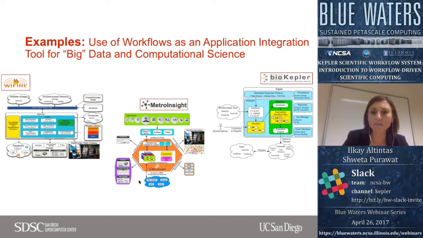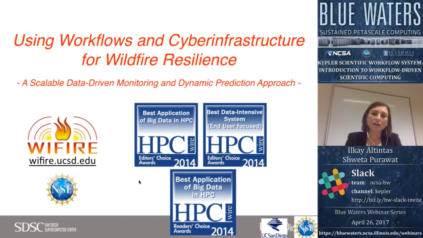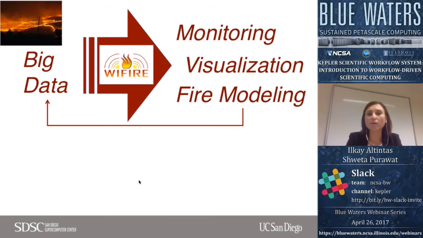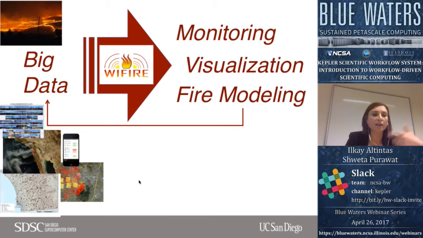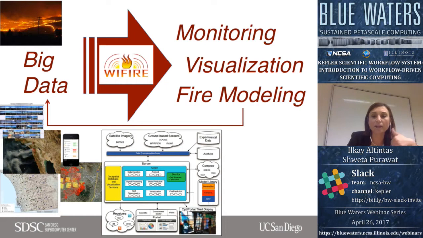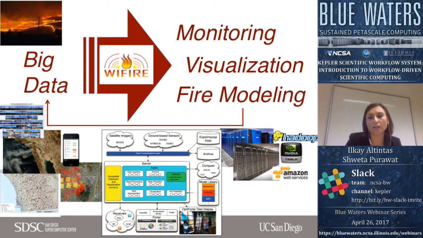They are being used in the background to coordinate the activity for a set of resources. Wi-Fi is one of them. Its main goal is to bring big data, like in satellites, sensor networks, and model products and imagery related to wildfires. And based on what we have available, how many fires are happening, and things like that, coordinate monitoring, visualization, and modeling activities related to the fire.